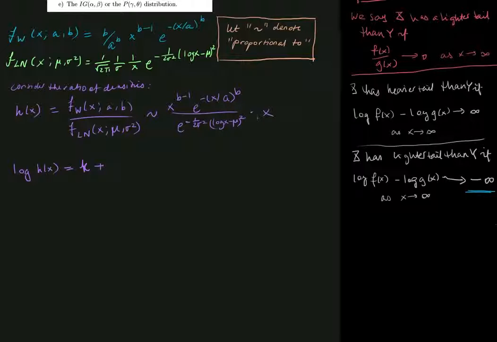So first of all, I just note that x to the b minus 1 multiplied by x is just the same as x to the b, right? So I have log of x to the b, which is b multiplied by log x. And then I have log of this, which is just minus (x over a) to the b. And I have minus log of this thing down here, and I have minus minus, which gives me a plus, so plus 1 over 2 sigma squared multiplied by (log x minus mu) squared.